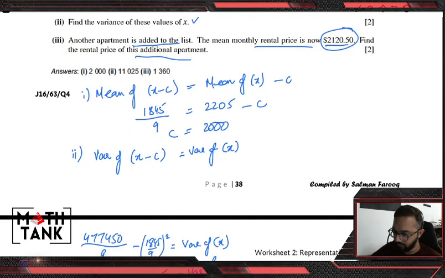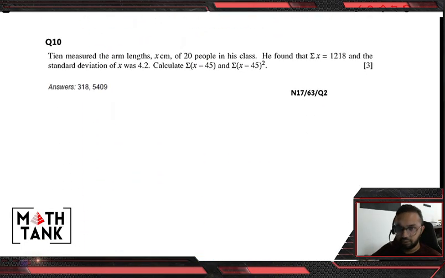So that solves the question. The last one says: measure the length x. So the original variable is x. Of 20 people in his class, he found the sum of x is this and the standard deviation of x was that. Calculate the sum of x minus 45, and the sum of x minus 45 squared.